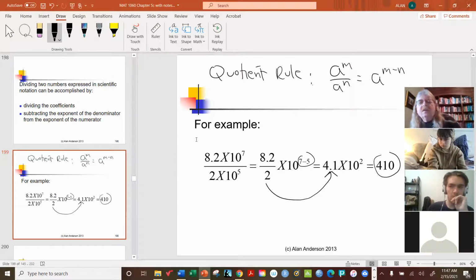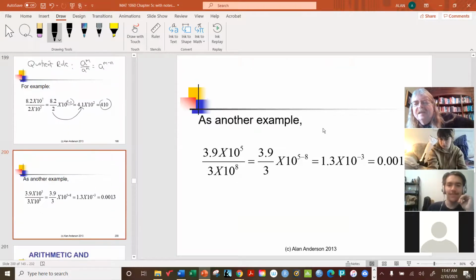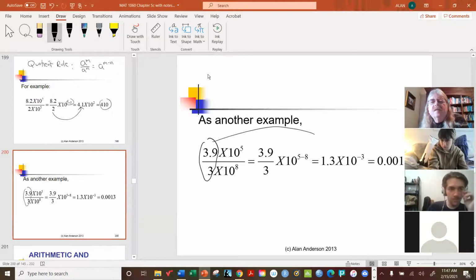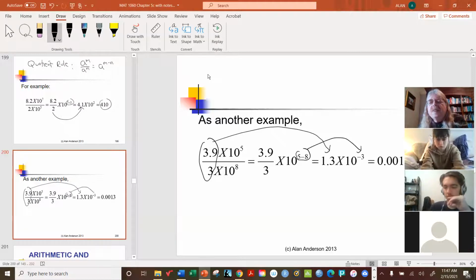So are we ready for another one? Yes, we are. Now here's another nice one. The ratio of these two numbers is very simply 1.3. And here applying the quotient rule, we have 5 in the numerator, 8 in the denominator. So that new exponent is 5 minus 8, which is of course just negative 3. And that in turn equals 0.0013.